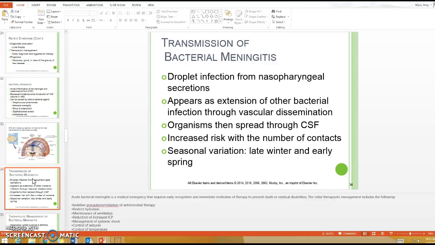Oftentimes it can appear as a post or secondary infection from another site. So a respiratory infection, pneumonia, can turn into a meningitis. Strep can also manifest as a meningitis if not thoroughly treated and eradicated. There is a seasonal trend for it. It is seen in the late winter and early spring.